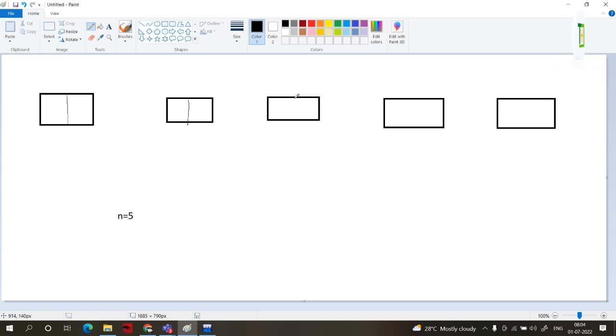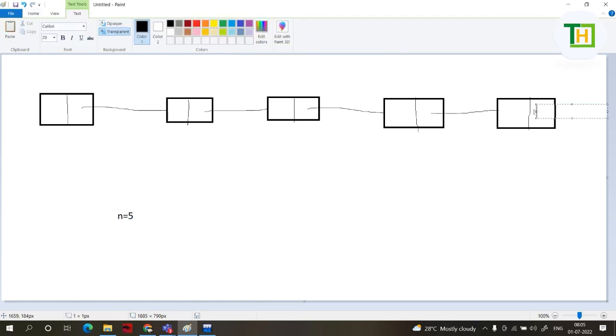A node is divided into two parts, and the next node's address is going to be placed in the second part. This node's address is placed here, and the last node contains a \0, that means a null character. For example, the values are 10, 20, 30, 40, and 50.